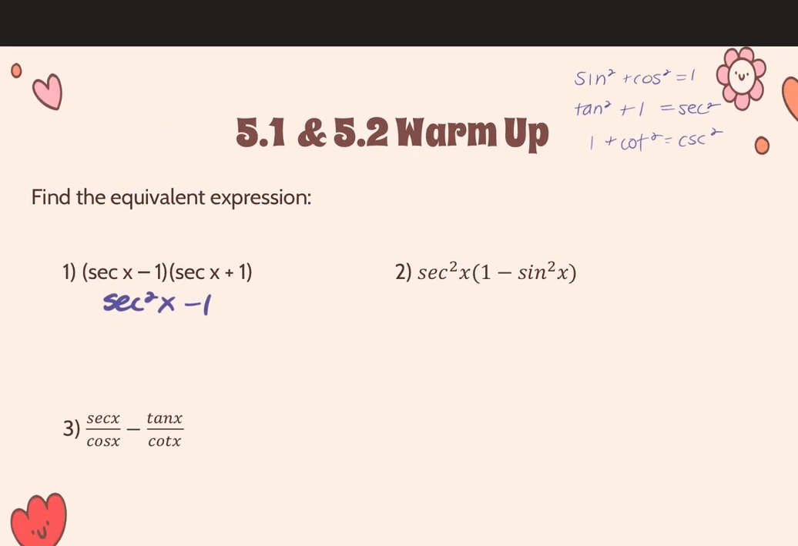All right, so after I FOIL it out and I get secant squared x minus 1, I would see that this has part of that, right? It's tan squared plus 1 equals secant squared, but if I move the 1 to the other side, I end up with what? What is secant squared minus 1? Tangent squared.